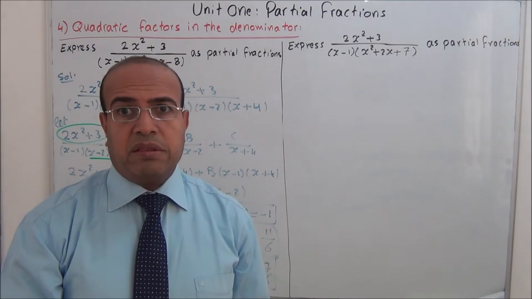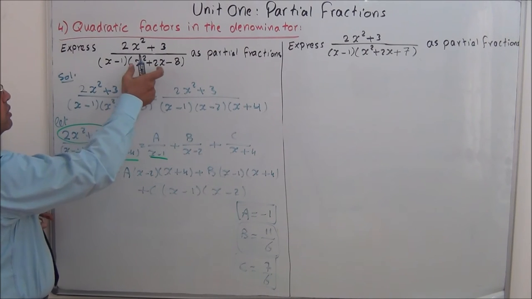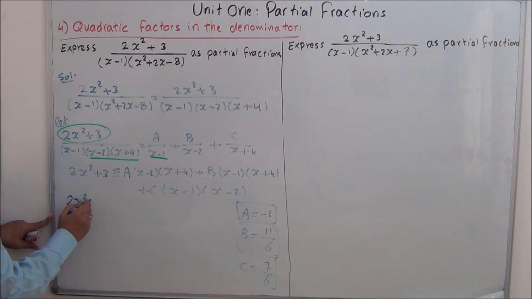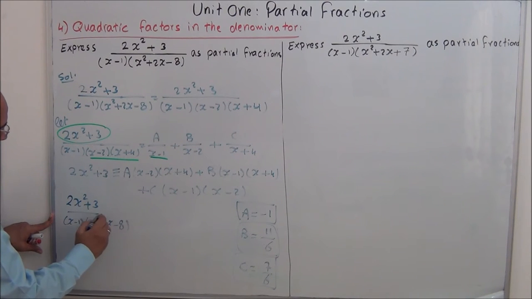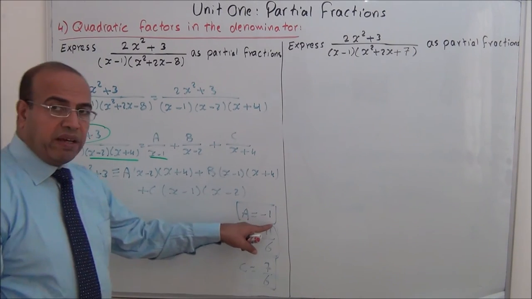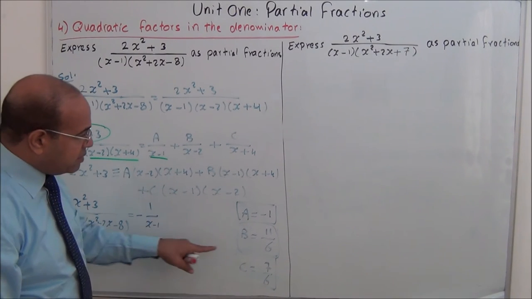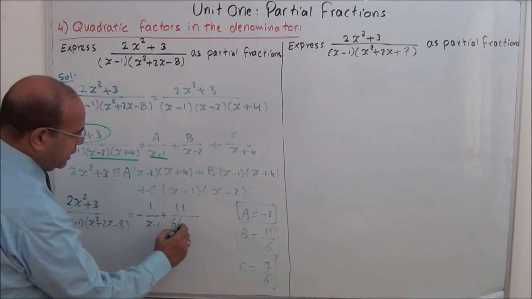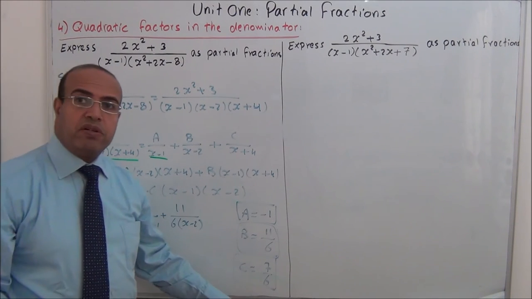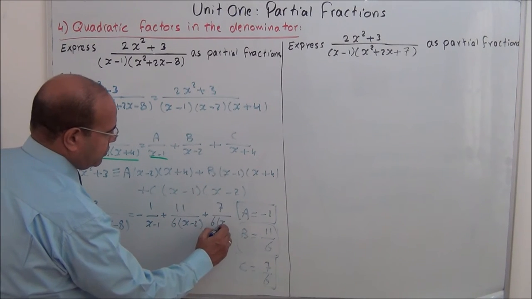Now we can write the fraction as a partial fraction. The final answer: we go back and write the given, (2x squared plus 3) over (x minus 1)(x squared plus 2x minus 8) equals a. The value of a was negative 1, so it's better to write it in this form: negative 1 over x minus 1, plus b, where b is 11 over 6, so we write 11 over 6 and then the bracket down, x minus 2. Plus c, where c is 7 over 6, so we write plus 7 over 6, bracket x plus 4.